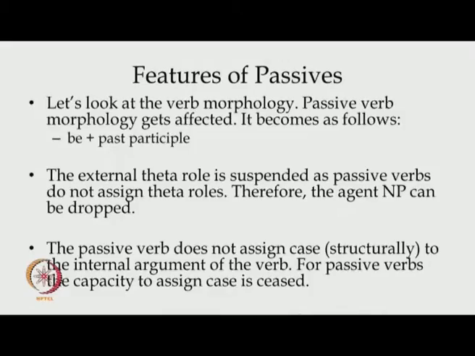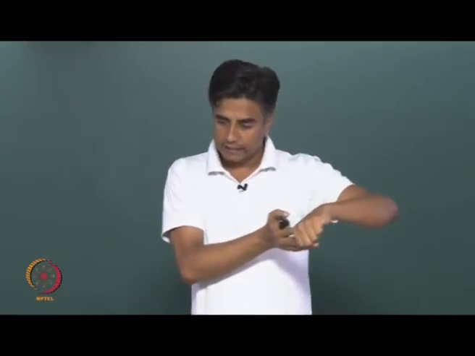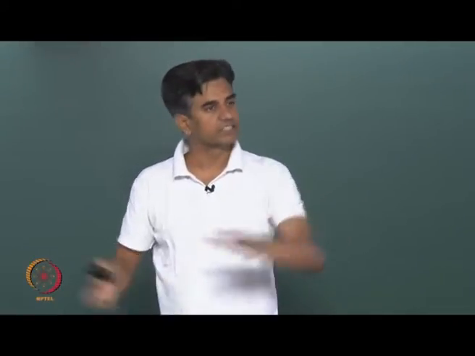Parts of this I have already told you: the passive verb morphology is be plus participle, where external theta role is just not possible. By external theta role we mean the subject is external to the predicate, so the theta role that it gets is also called external theta role, and therefore the agent NP gets dropped from the active sentence. In other words, in a passive sentence we don't end up with a subject, and then we have the verb which is incapable of assigning case structurally. Okay, we talked about that.